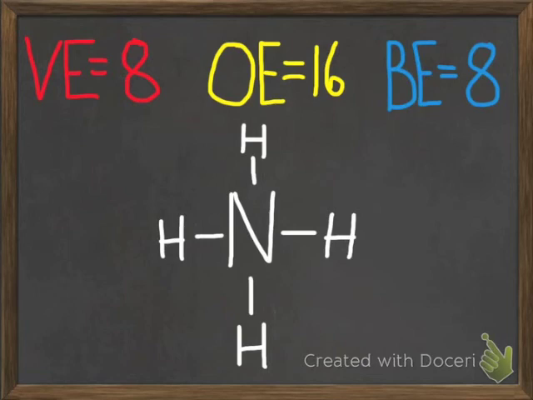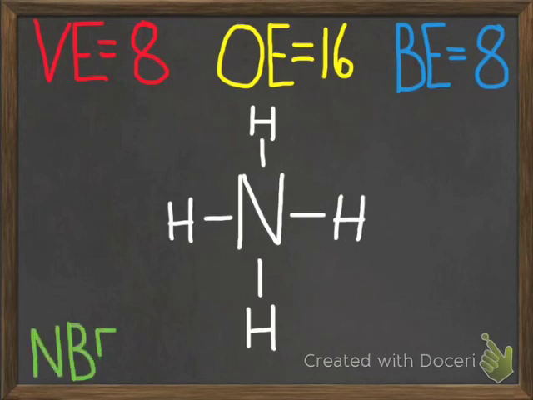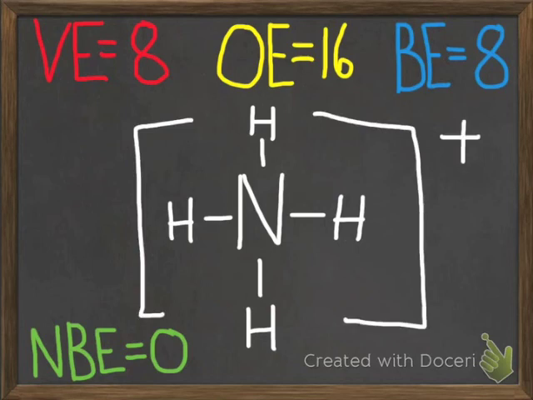Also, now we need to find the non-bonding electrons. To do non-bonding electrons, we do valence electrons minus bonding electrons. But we have 8 valence electrons, and we've already used 8 in our bonds. So that means we don't have any non-bonding electrons. So right now, we're almost done. Remember when we did hydroxide, we had to put brackets around it. So we have to do the same thing with NH4+, except this time we have to put a plus sign to show that this entire molecule is positively charged.